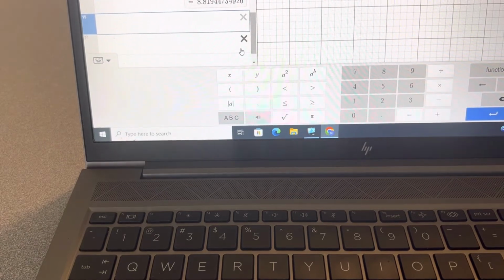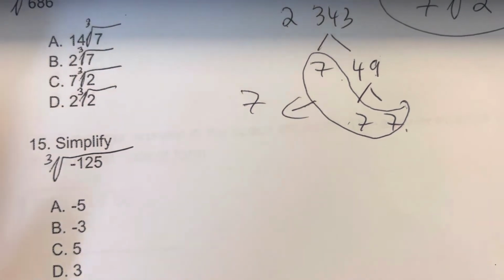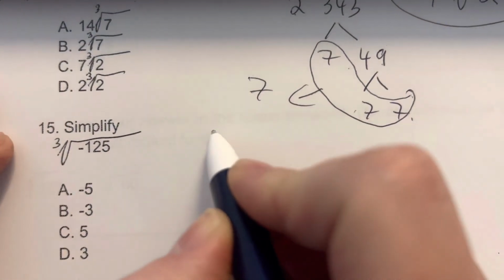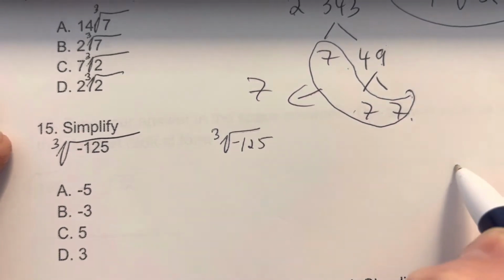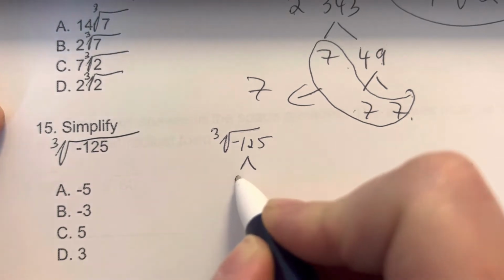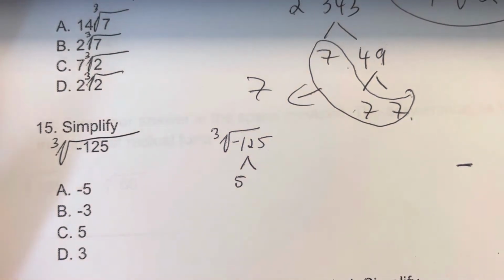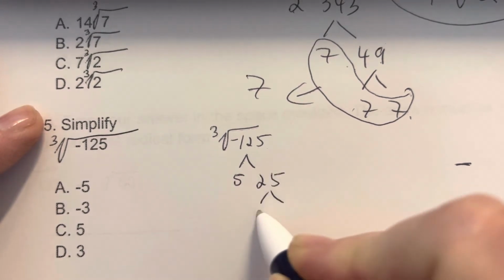All right, good. All right, number 15. We are moving along. So this one's done the same way. Anytime you have a negative number, just remember, bring the negative to the answer. So I see a 5 here, so I'm going to start with 5. 125 divided by 5 will give you 25. And that's a perfect square, so 5 times 5.